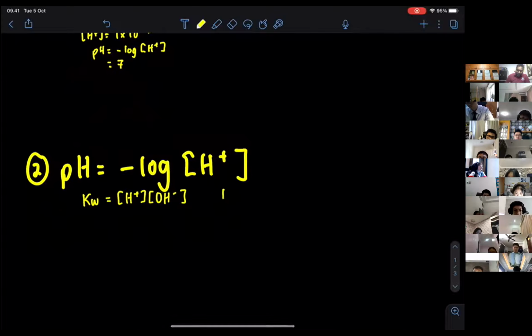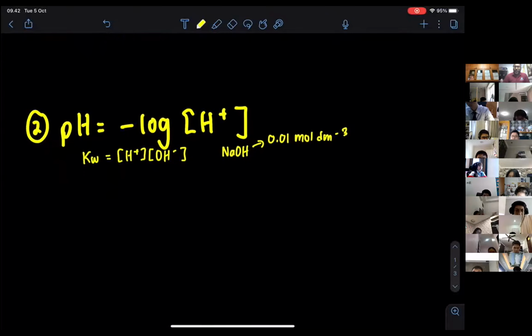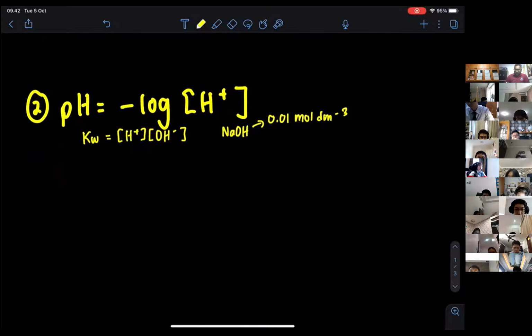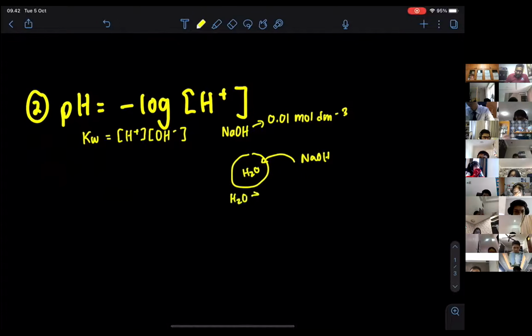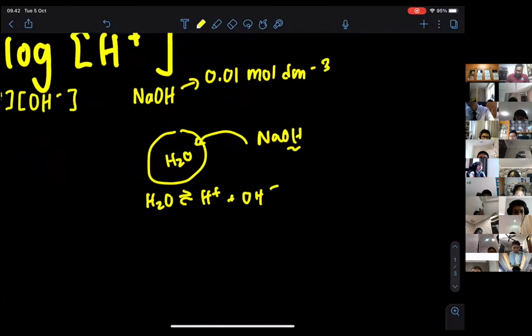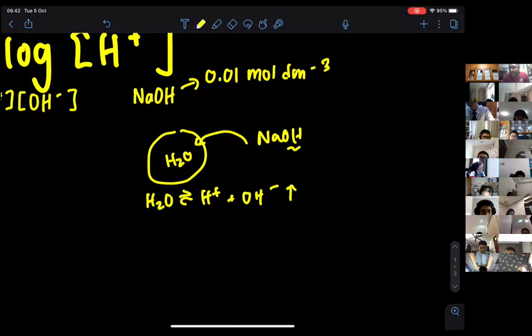So, for example, I want to find out the pH of sodium hydroxide, and they give you the concentration, let's say 0.01 mol per dm^3. So what we do here is use this formula, Kw equals this. What is the assumption? Basically, why are we using Kw? Because if you have water and you add sodium hydroxide to it, water itself will give you H+ and OH-. If you add sodium hydroxide, it means there's an increase in concentration of OH-.